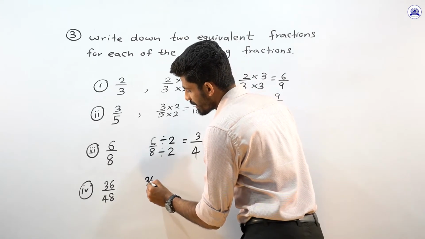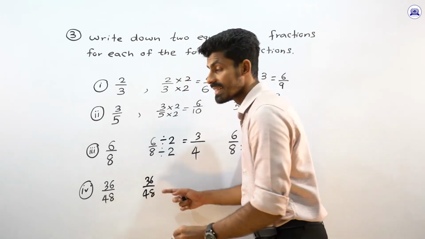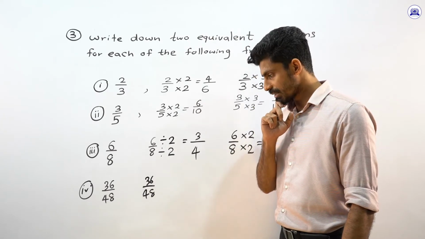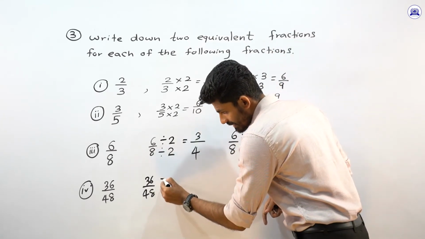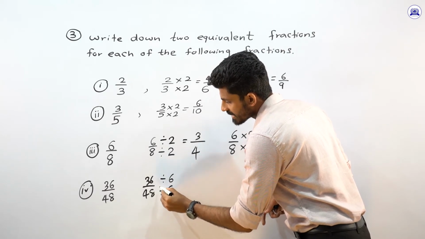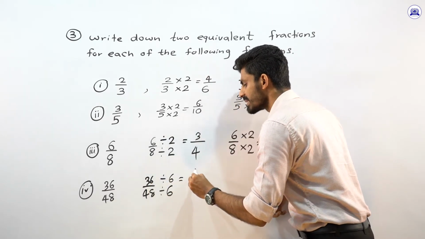What can you do, my dear student? 36 over 48. I'm just going to divide by 6. You can divide the numerator by 6, the denominator also divide by 6. 36 divided by 6, 6.